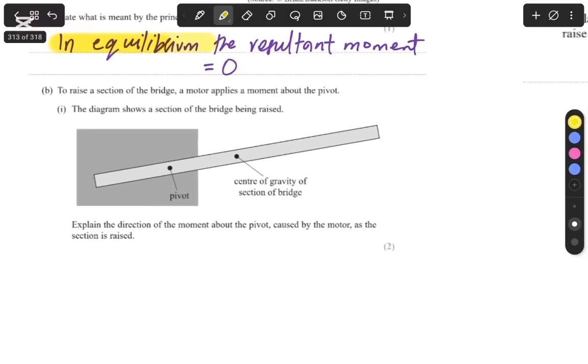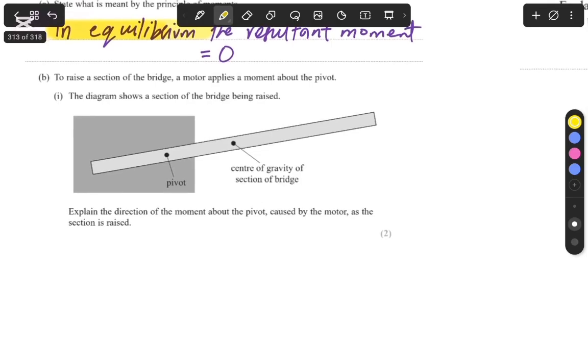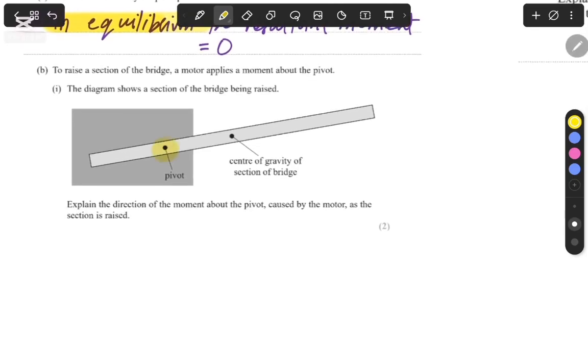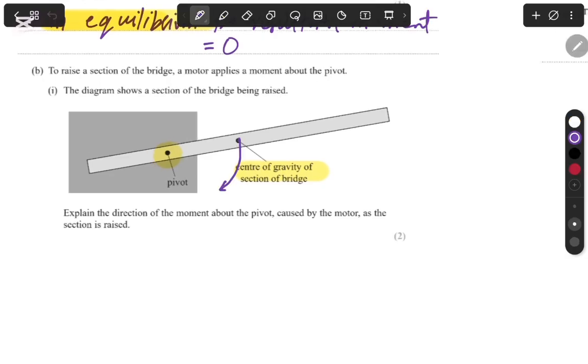In part B, it says to raise a section of the bridge, a motor applies a moment about the pivot. The diagram shows a section of the bridge being raised. So we have the pivot right over here, and the center of gravity of the section of bridge. It asks us to explain the direction of the moment about the pivot caused by the motor as the section is raised. Now we can see here that the weight of the section of the bridge causes a clockwise moment, so the motor must cause an anti-clockwise moment.